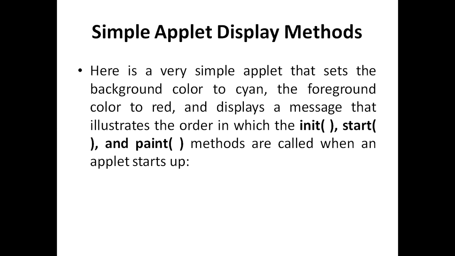Next, the simple applet display method. Now we will see an example, a simple applet program which sets the background color to cyan, the foreground color to red, and displays a message that illustrates the order in which the init, start and paint methods are called when the applet starts up.